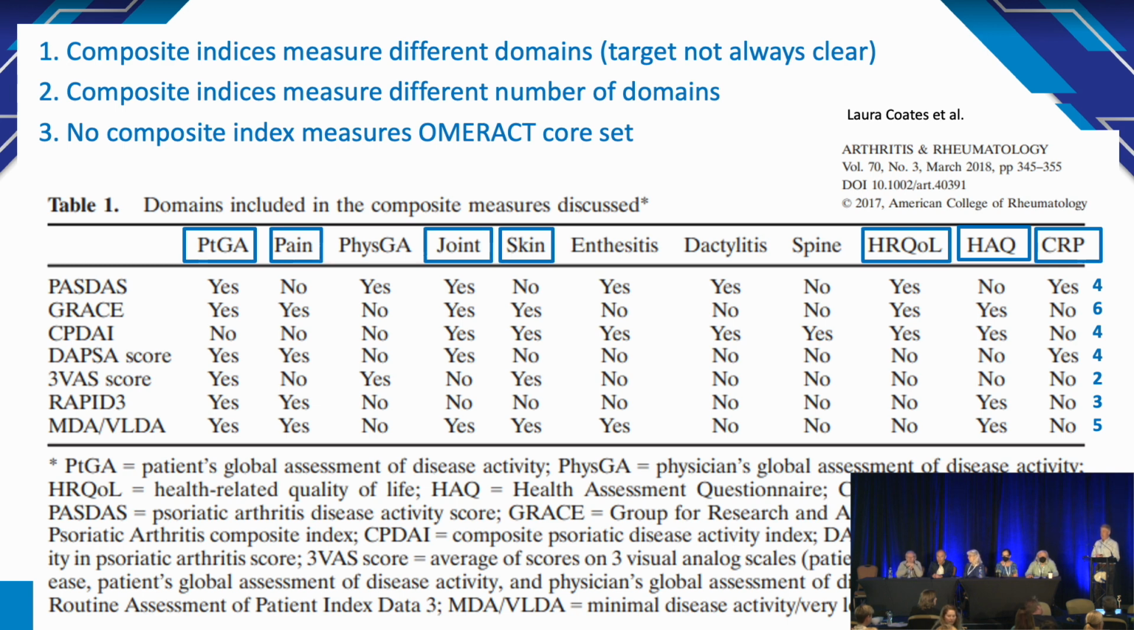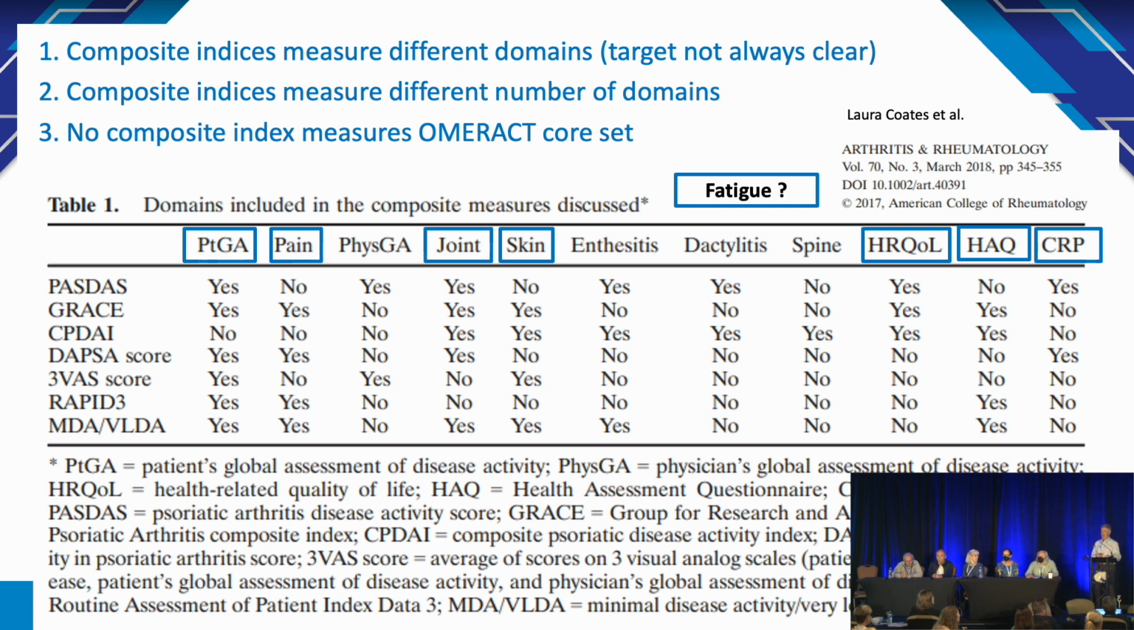Composite indices all measure a different number of items. If you look at the 7 that are here, I counted the number of domains, and you see that it varies. The RAPID3 only measures 3 domains, and then if you go up, and you look at the GRACE, it is measuring 6 domains.